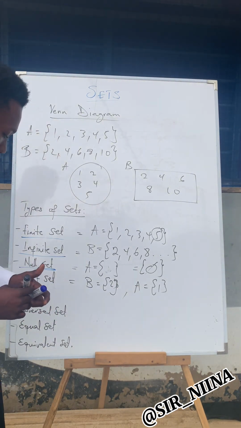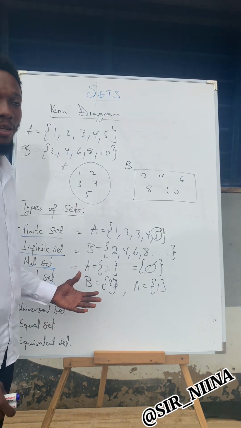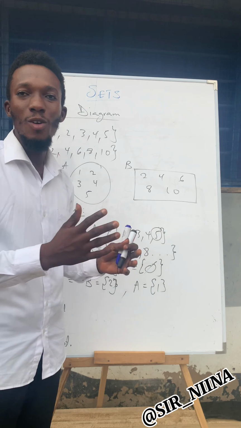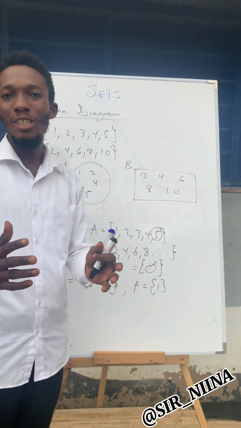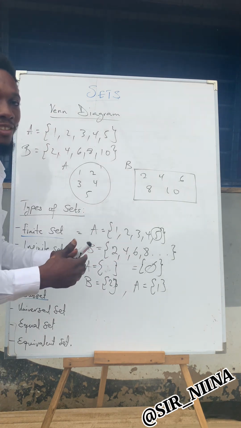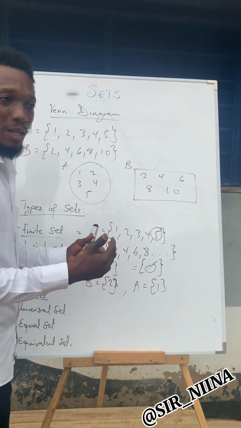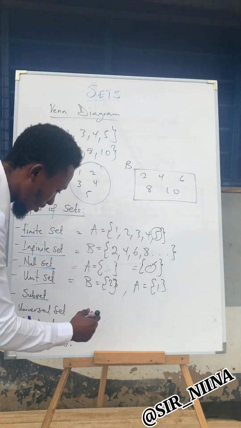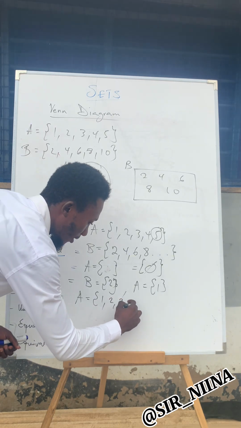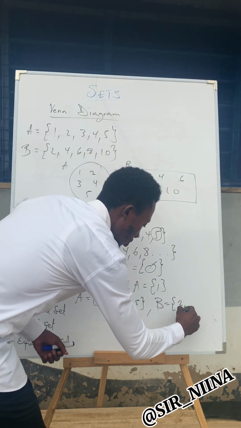Now let's move on to subset. When we talk of a subset, when all the elements of one set can be found in another set, that particular set becomes a subset of the other set. What I mean is that if we have set A and set B, and all the elements in set B can be found in set A, then B becomes a subset of set A. So let's say A is 1, 2, 3, 4, 5, and then we have B, that is 2, 4.